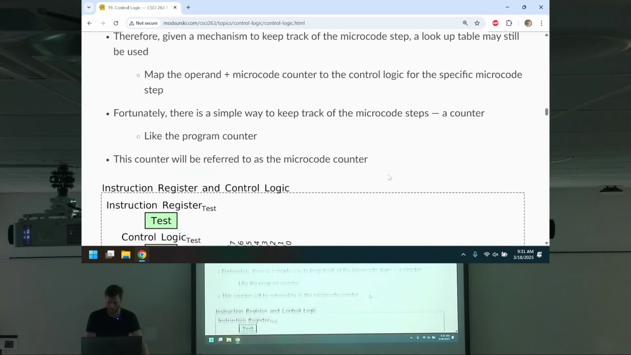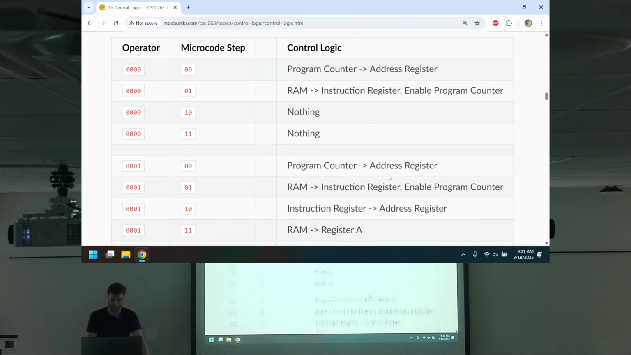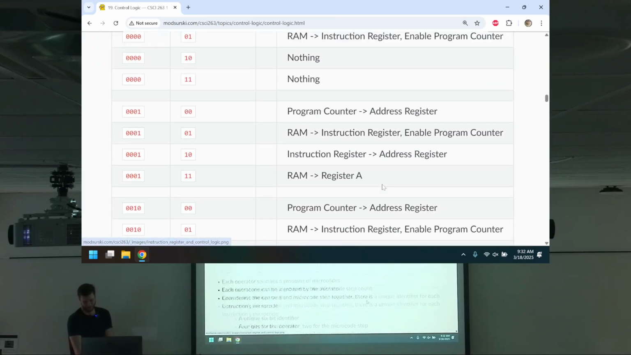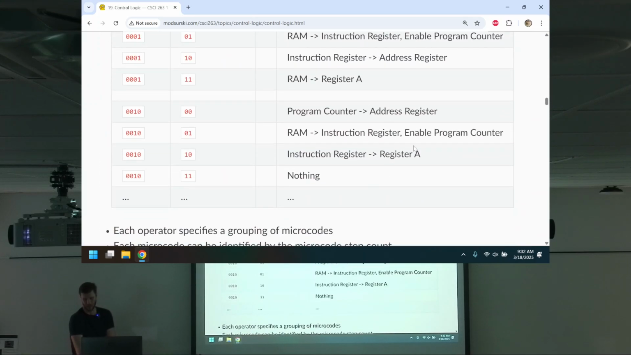A lot of them do, although for example, load direct only actually takes 3: the 2 fetch steps and then instruction register to A, because this is the data. We don't need that step of getting anything from RAM, which is kind of interesting. So the various instructions do take a varying number of steps.